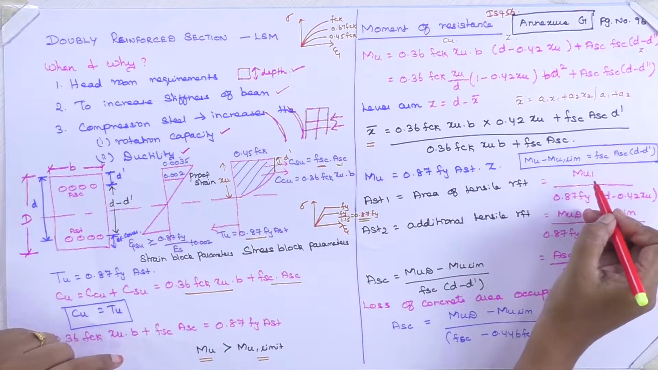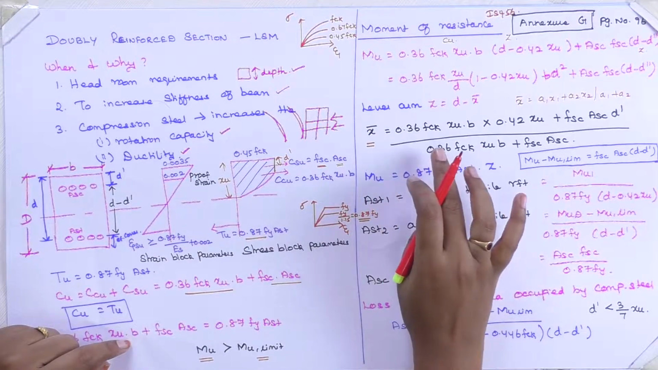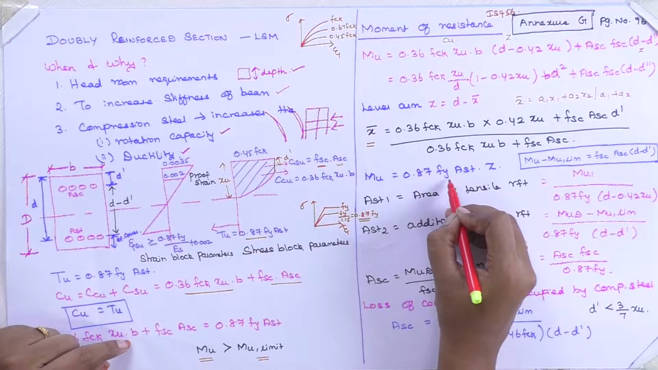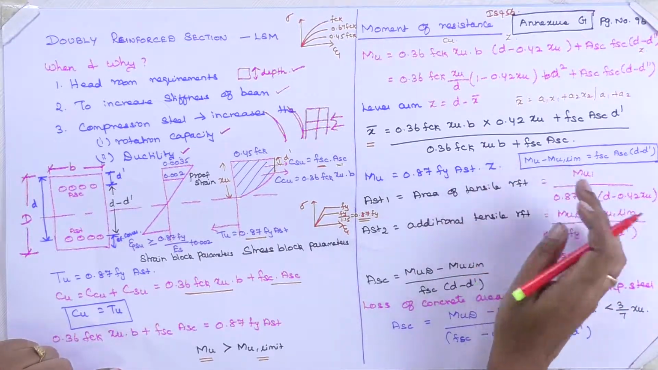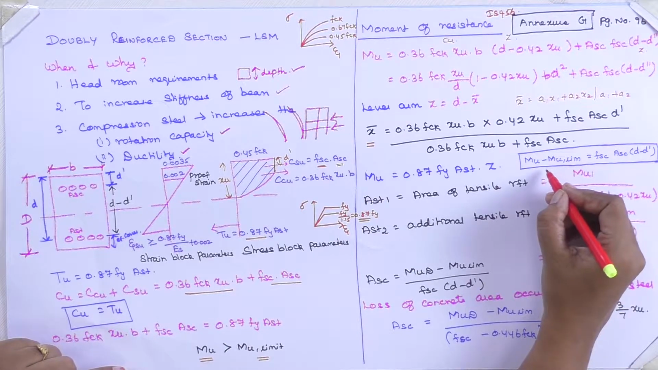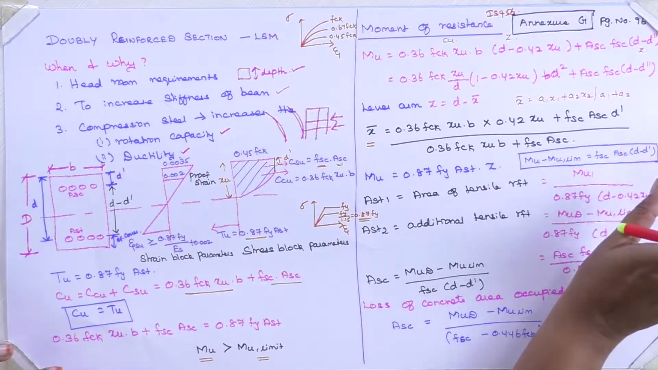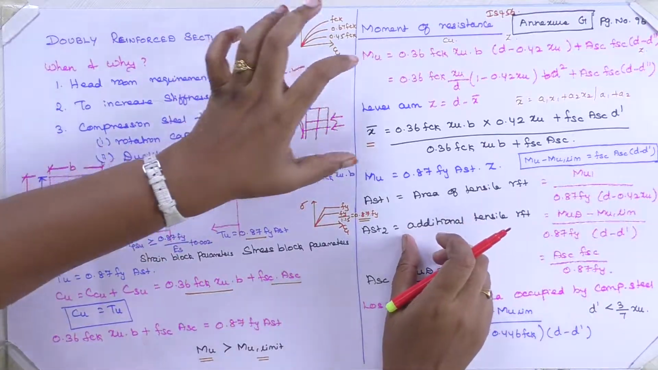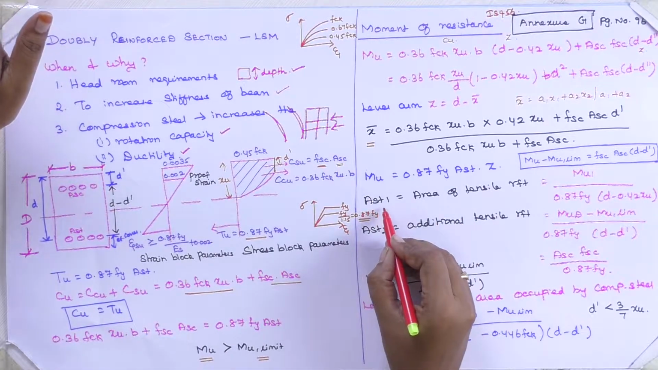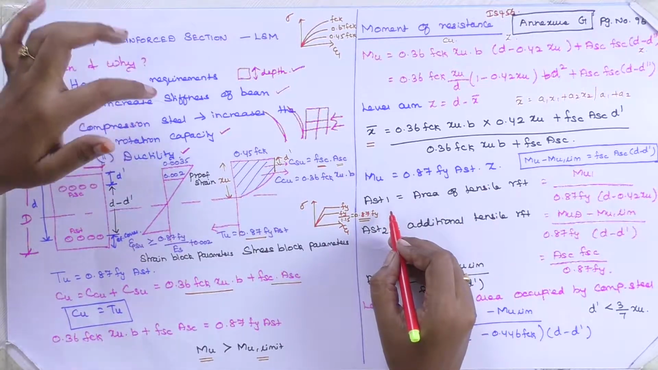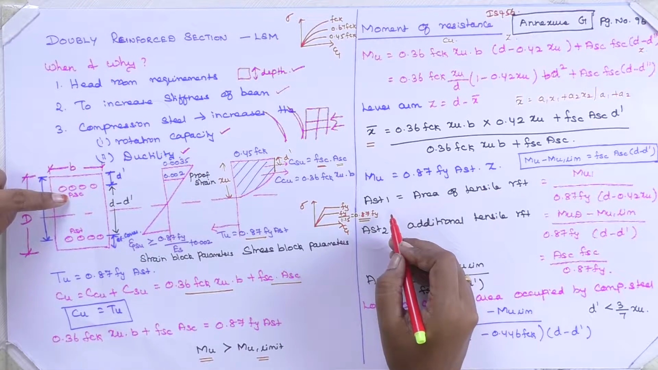Okay, then I can write from the tension side, my Mu as 0.87 fy into Ast into Z. Then I can get from my code book Mu minus Mu limit, Fsc Asc into (d minus d dash). Now let me clear the actual Mu to be taken for my doubly reinforced section. Then what is the area of reinforcement we can call? We can call at the bottom it is Ast, at the top that is Asc.